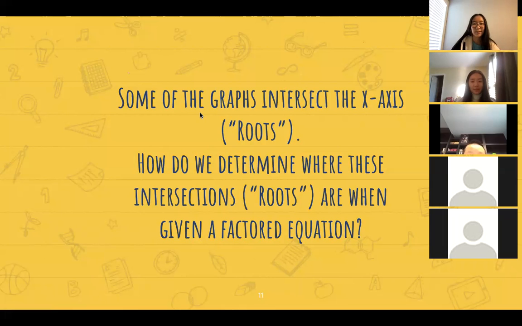So next concept. If you remember the Desmos, some of the graphs have spots where they touch the x-axis, and those spots have a couple of different names. You can call them roots, x-intercepts, or zeros. So we're just going to call them roots for now. Using our quadratic equation, we're going to teach you how to figure out where those roots occur.